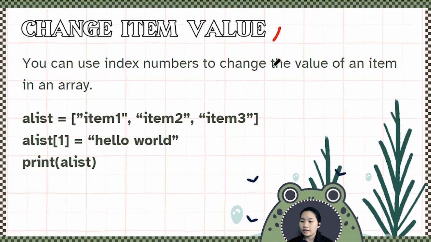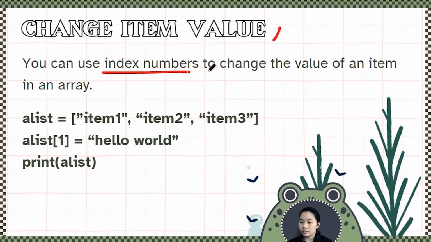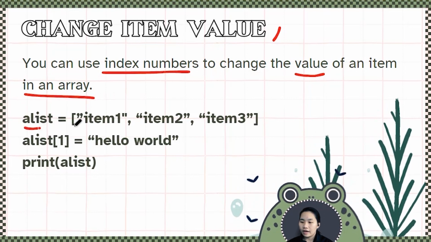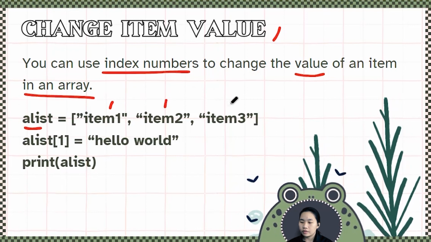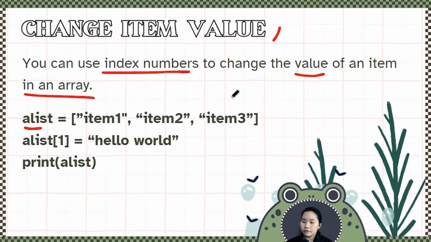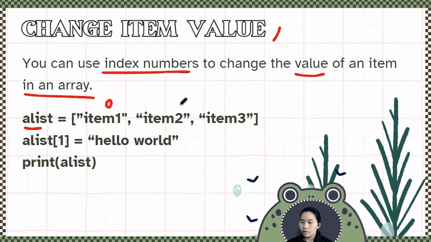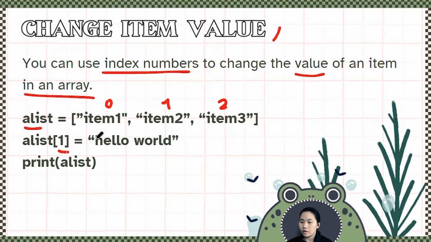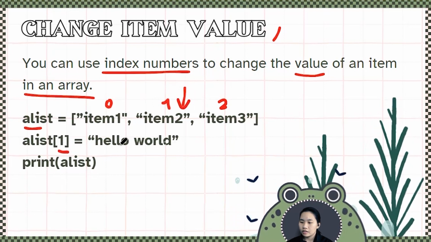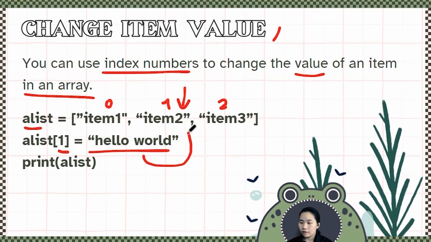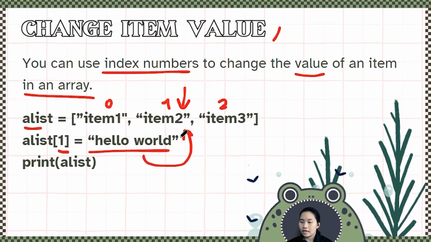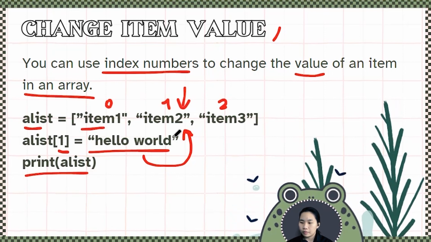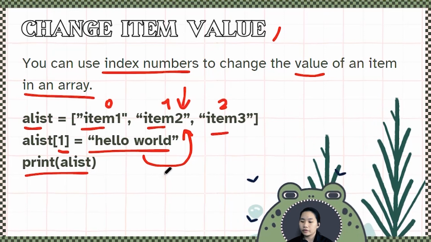First of all, changing item value. You can use index numbers to change the value of an item in an array. Here I have a list of item 1, item 2, and item 3. Each of their respective index numbers are 0, 1, and 2. A list 1, which is targeting item number 2, equals hello world, so hello world would replace item number 2. And when you print a list, it will return item number 1, hello world, and then item number 3.